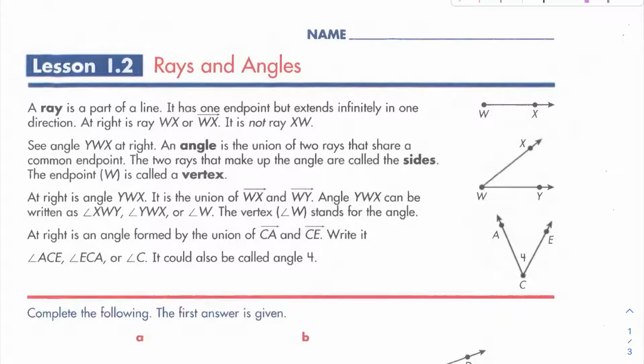Next, at right is an angle formed by the union of ray CA and ray CE. You can write it as angle ACE, angle ECA. Notice on both of those, the ordering has C, which is the vertex, in the middle. That is very important that you put the vertex of the angle in the middle. Or you could name it angle C. It could also be called angle 4 due to the fact that there is a number inside of the angle.